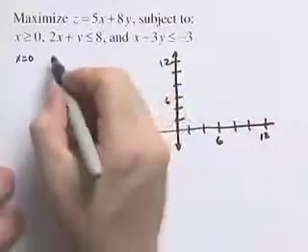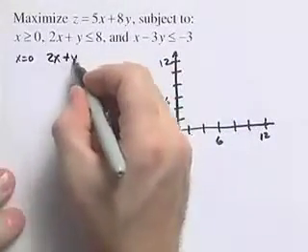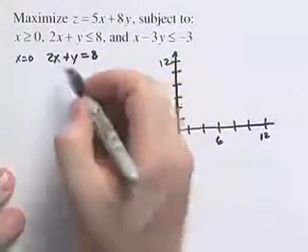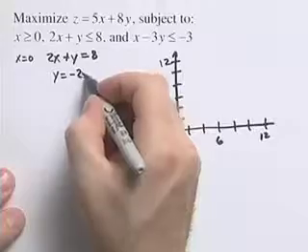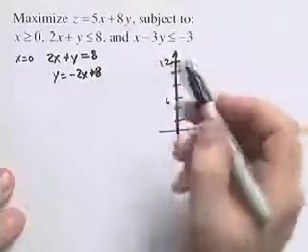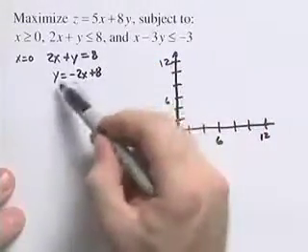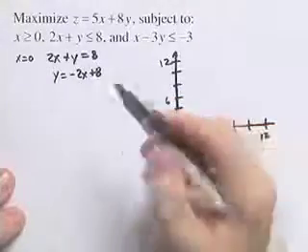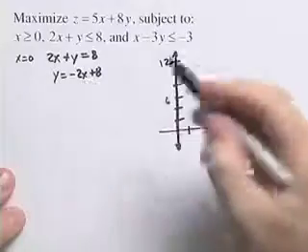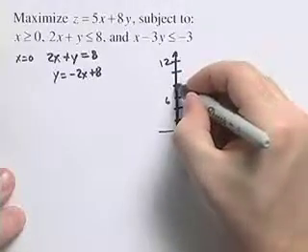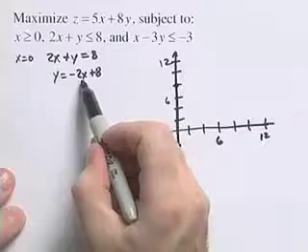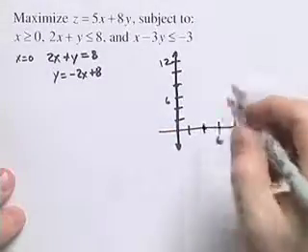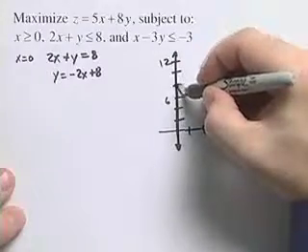Look at our next inequality, 2x plus y is less than or equal to 8. If we set that up as an equation and solve for y, we get that y is equal to negative 2x plus 8. We want to go ahead and graph the line y equals negative 2x plus 8. Our inequality is non-strict, so we're going to use a solid line. Pick a couple of points. If we let x equal 0, we'll get y is equal to 8. If we let x equal to 4, y will equal 0. Connect those 2 points.